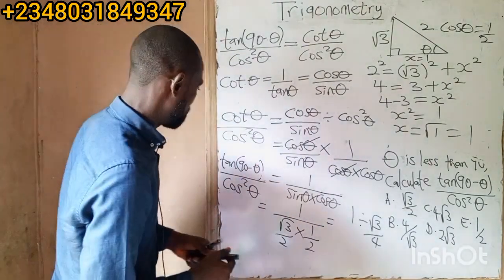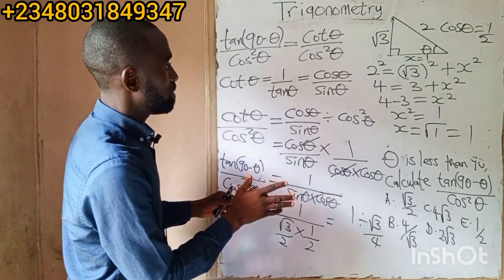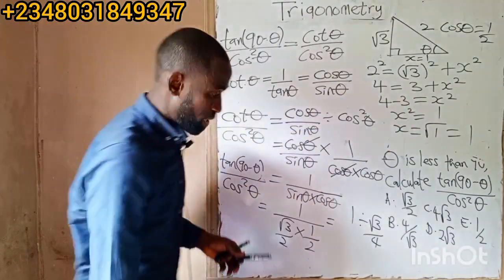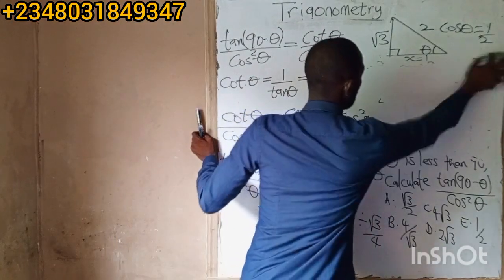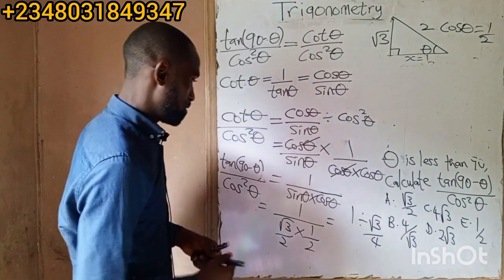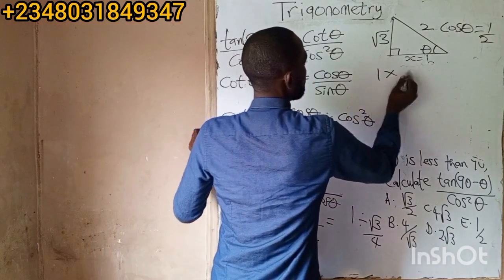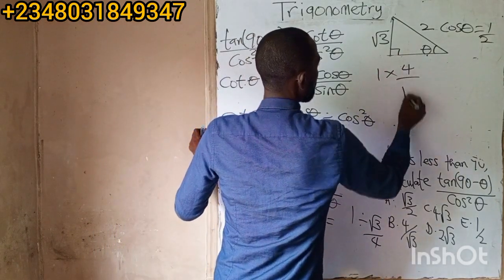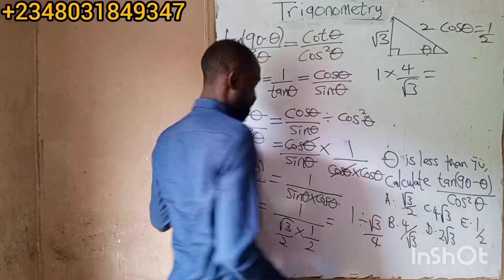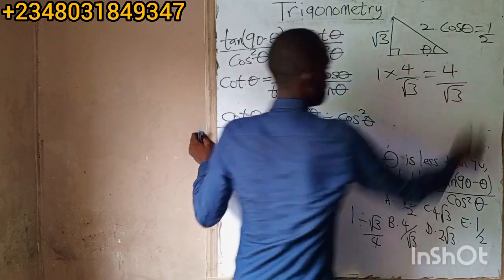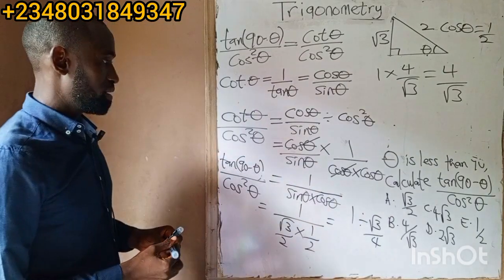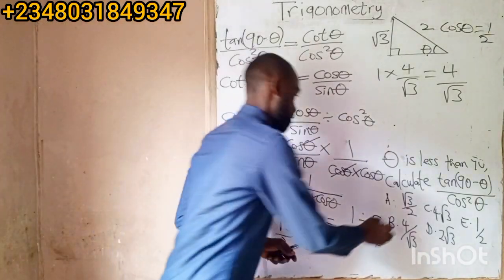Let me have this place wiped off. I think I understand the concept here. So let me wipe that place off. So we move on. So now having 1 times 4 all over root 3. This will now give us 1 times 4, 4 all over root 3. So that is our answer.